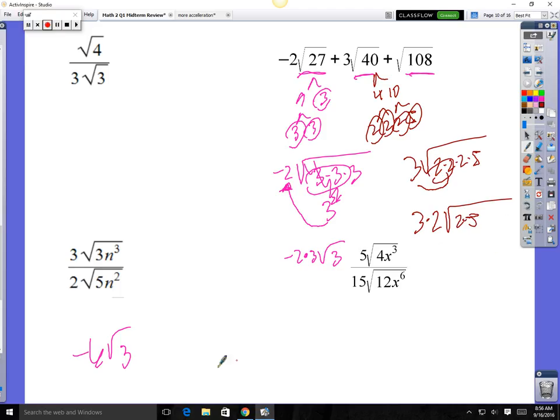So I'm going to park this guy. Negative 6 square roots of 3. And that's a plus, so we're going to go plus 6 square roots of 10.